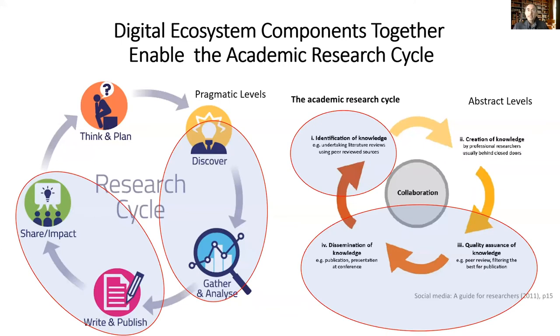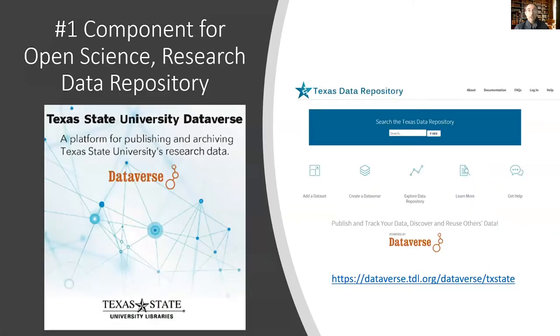Together, these digital ecosystem components enable the academic research cycle. On abstract levels, this has to do with the quality assurance and dissemination of knowledge. And on pragmatic levels, this has to do with the discovery and gathering and analysis of research and the writing and publishing and sharing and impact of research.